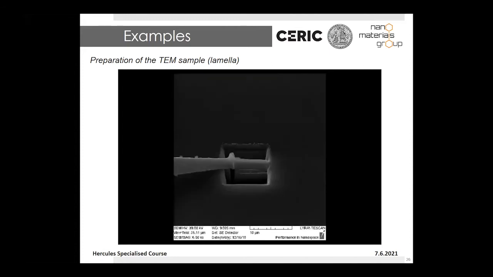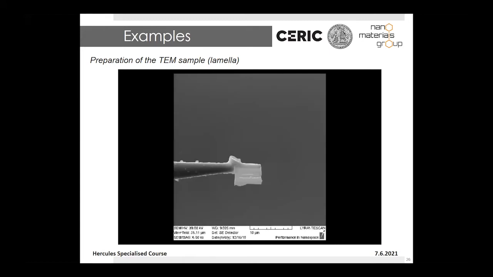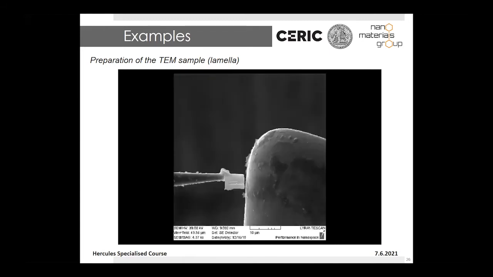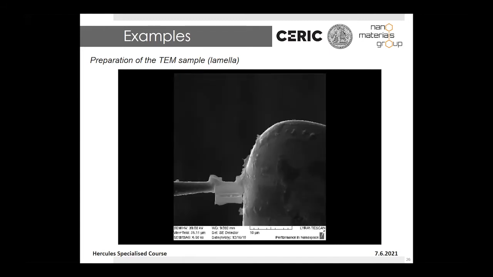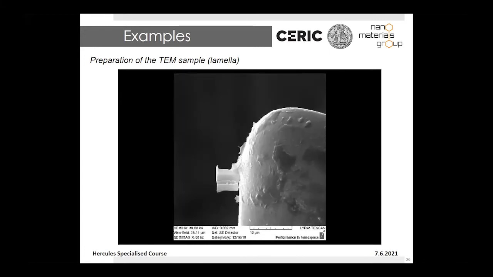We are coming with a tip, we fix it on the tip, we cut it from the side. This is the most critical part. We are picking it up, putting it on the holder, fixing it there, removing the tip, and it's done. Okay, it's not completely done because it's still too thick. So we need to thin it again.